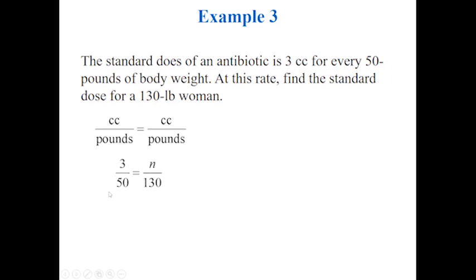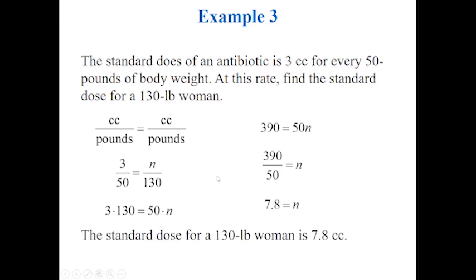Cross products. 3 times 130 equals 50 times n. Doing the math, 3 times 130 is 390, equals 50n. Divide both sides by 50. Leaves us with just n on the right. 390 divided by 50 is 7.8. 7.8 what? It was on the top. That's cc's. The standard dose for a 130-pound woman is 7.8 cc's.